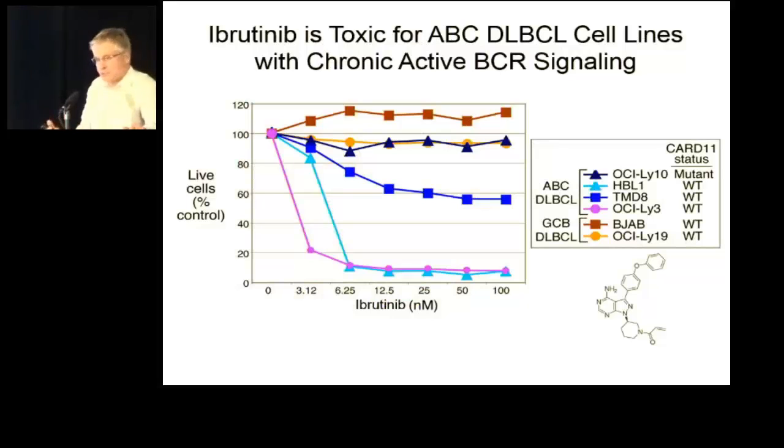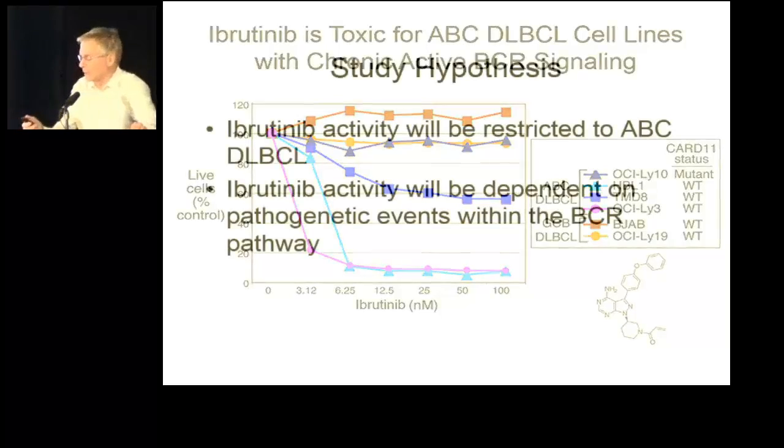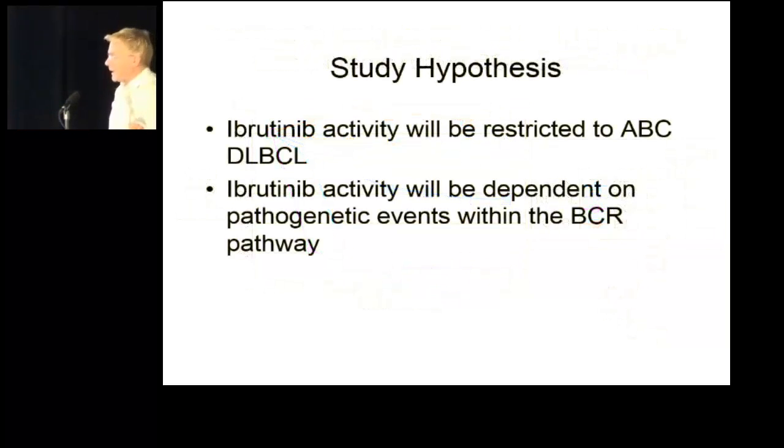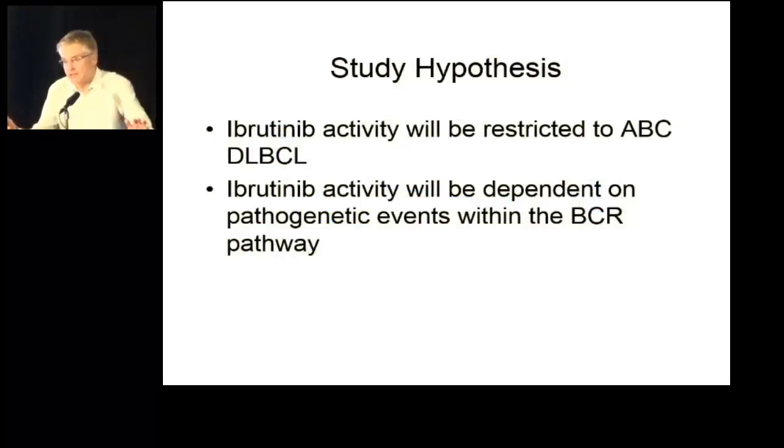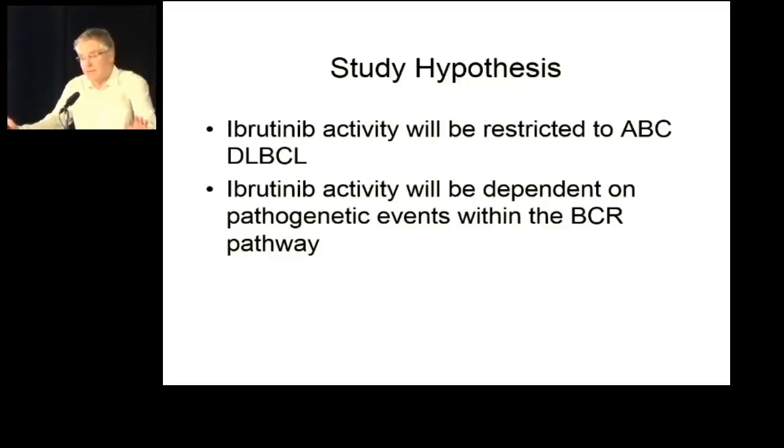And it was shown by Lustau's group that if you look at ibrutinib within ABC lines, it was very toxic. If you looked at it within germinal center lines, it wasn't. And as you might expect with CARD11, which is downstream, it was not toxic to the CARD11, which is shown here. So this really formed the science behind doing a study asking the scientific question, number one, does ibrutinib have preferential activity within ABC versus germinal center?